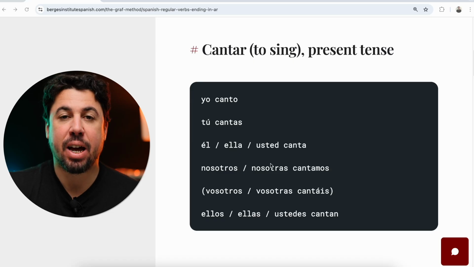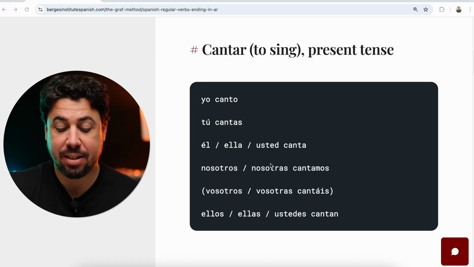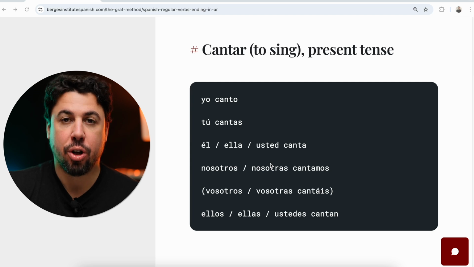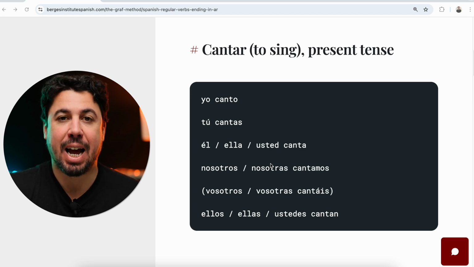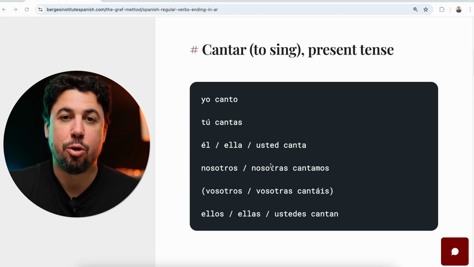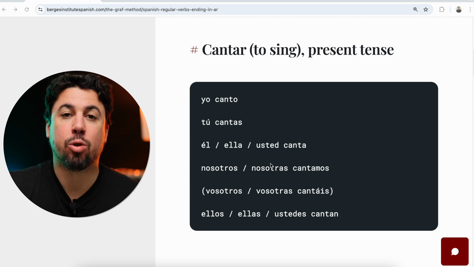So the first category is going to be verbs ending in AR. Here's an example, cantar, to sing. Here's how we conjugate cantar in the present tense. I sing, yo canto. You sing, you singular, you one person. Tú cantas. He or she sings, él or ella canta. Also, you sing, singular formal, usted canta. So he or she or you formal singular, él, ella, usted, canta.